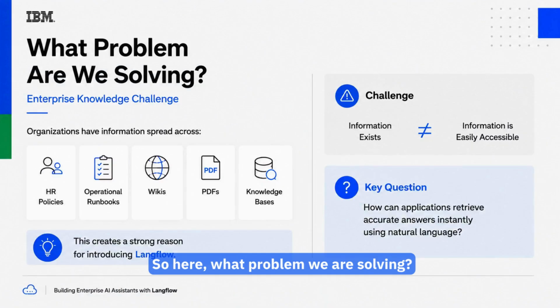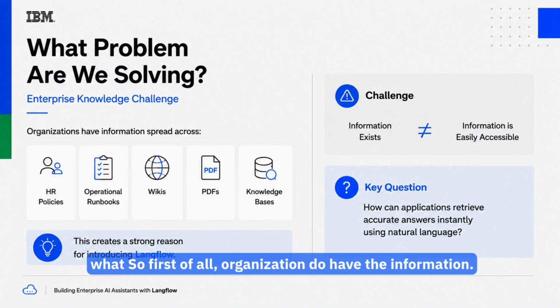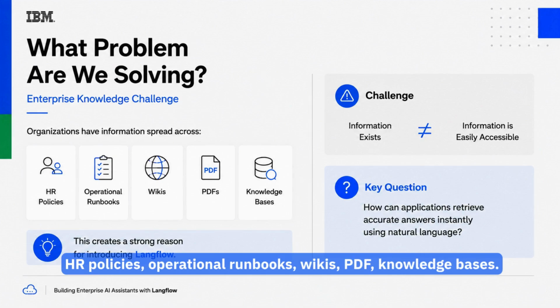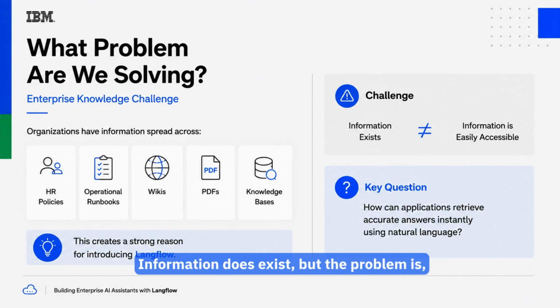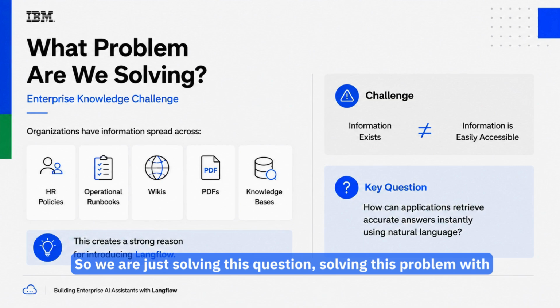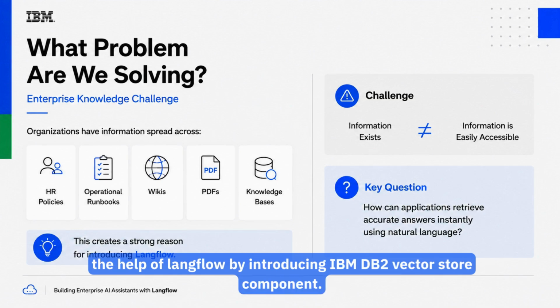So what problem are we solving? First of all, organizations do have the information. They have it in the form of spreadsheets, HR policies, operation runbooks, wikis, PDFs, knowledge bases. So information is not the problem. Information does exist, but the problem is, is the information easily accessible? We are solving this problem with the help of Langflow by introducing a Db2 Vector Store component.